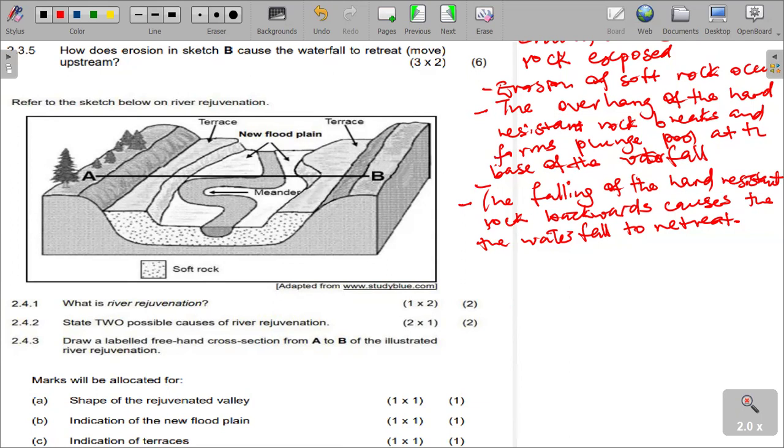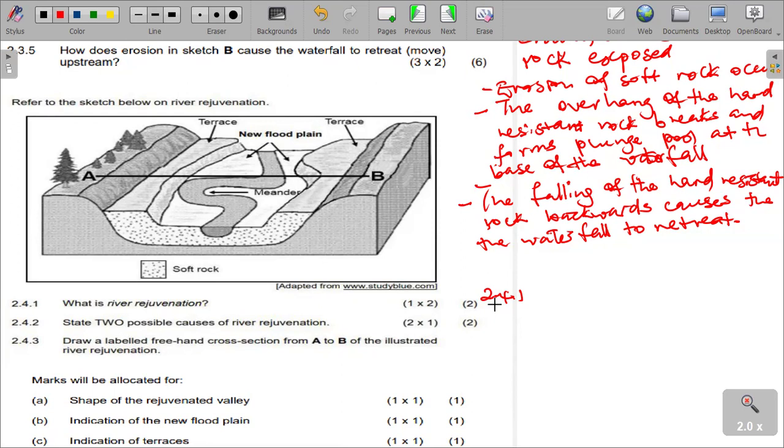What is river rejuvenation? Last time we did waterfall. We did river capture in our last question. Today we are talking about river rejuvenation. Rejuvenation of a river, or regaining of energy by a river, is what you call river rejuvenation, which is sometimes caused as a result of river capture.